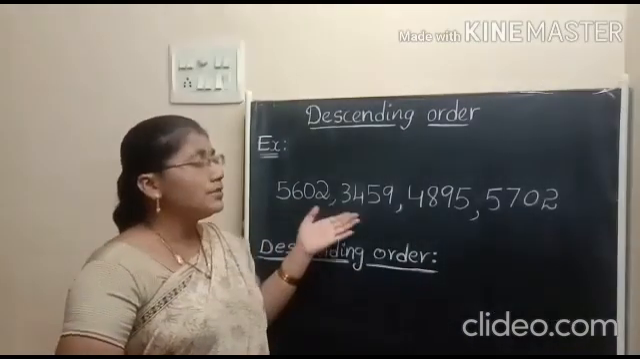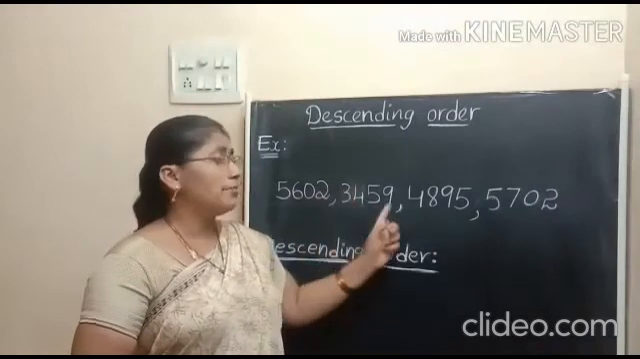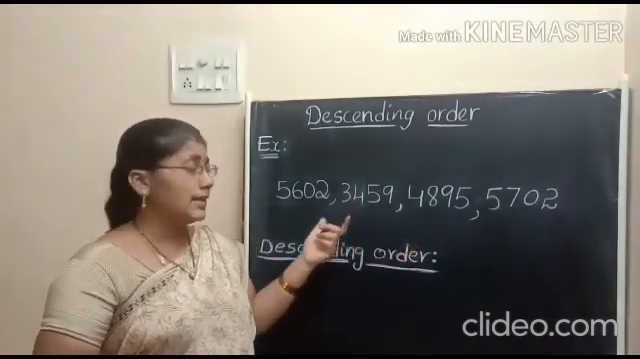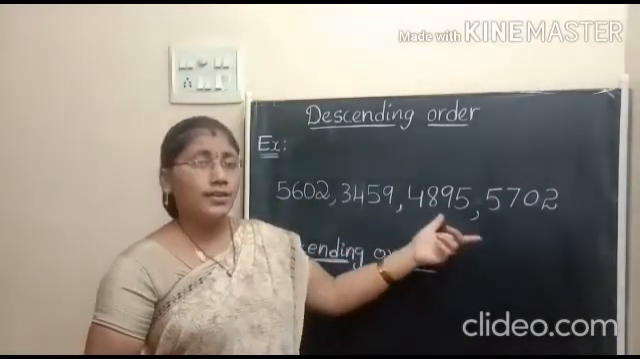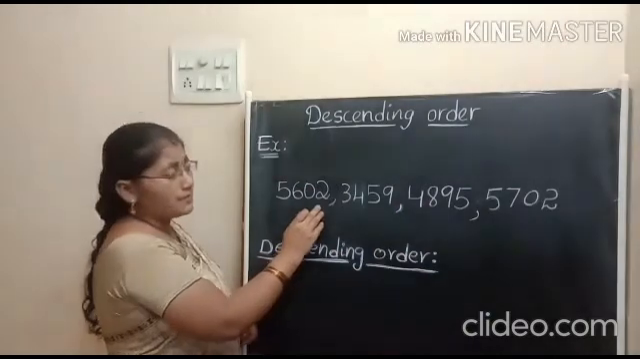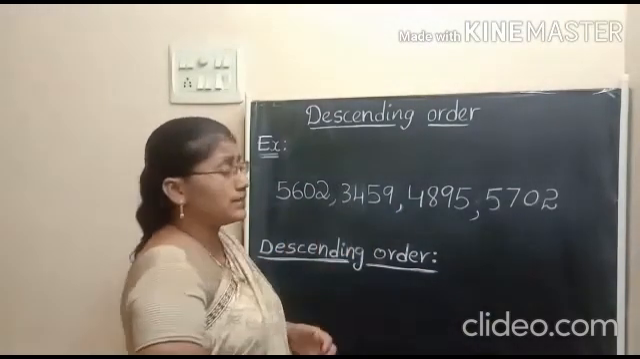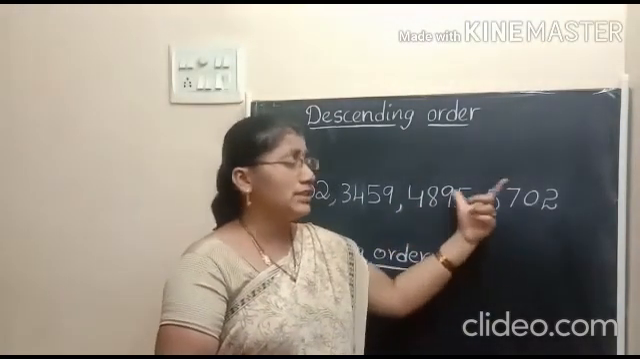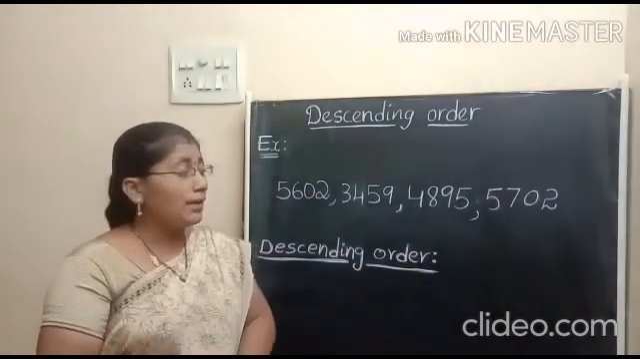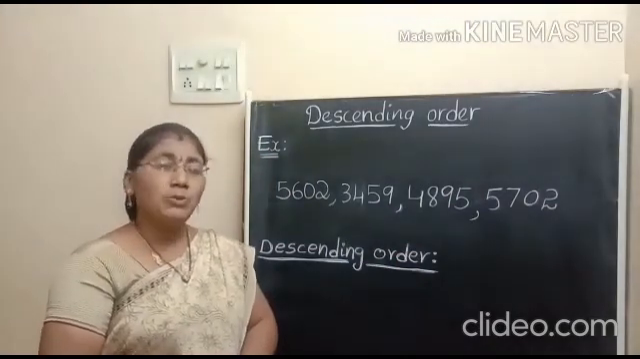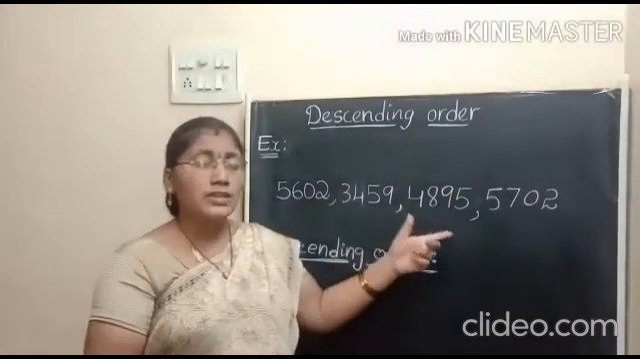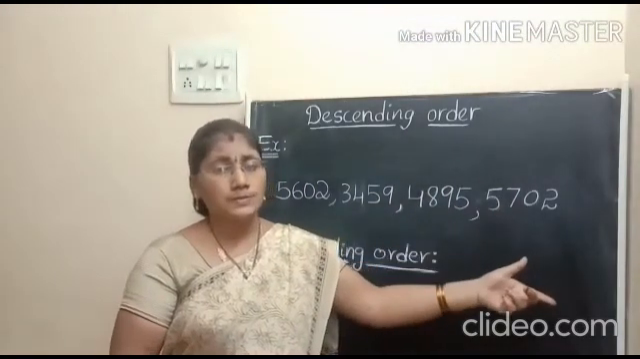This example also has 4 numbers. Let us see how many digits are there in those 4 numbers. Here we have 4 digits, and this number also has 4 digits, and this is also a 4-digit number, and the last one is also a 4-digit number. Now we are comparing numbers with the same number of digits. Understood, children?